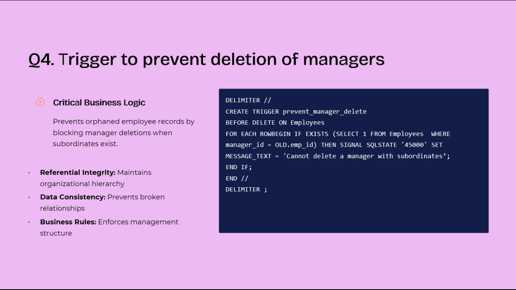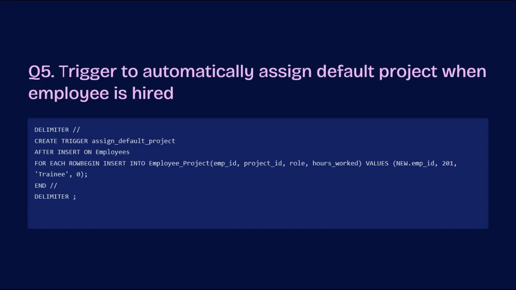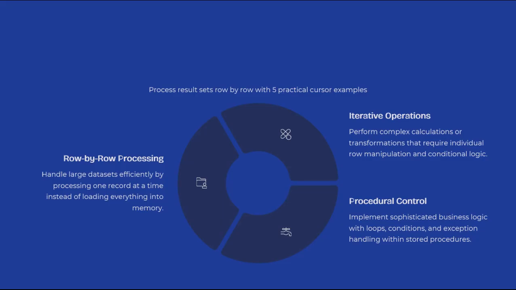The fourth one is a trigger to prevent deletion of managers. This prevents orphaned employee records by blocking manager deletion when subordinates exist. So this is your trigger. Please create this trigger. Next one is a trigger to automatically assign a default project when an employee is hired. This trigger is one of the most important triggers; in most companies' interviews, this question is asked.